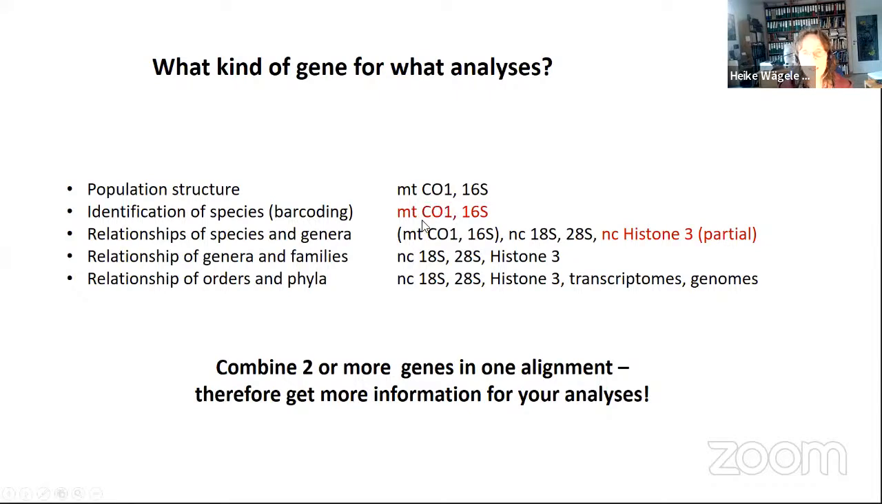You might remember that for CO1, we usually have about 600 to 650, that's the normal length. In 16S, the normal length for this partial one, with the primers that we are using and that are available worldwide, we usually have about 300 to 400 base pairs. And the histone 3 would add additionally about 300 to 400 base pairs. So then you have an alignment that is longer than 1,000, about 1,500 base pairs. And that is, of course, much more information.